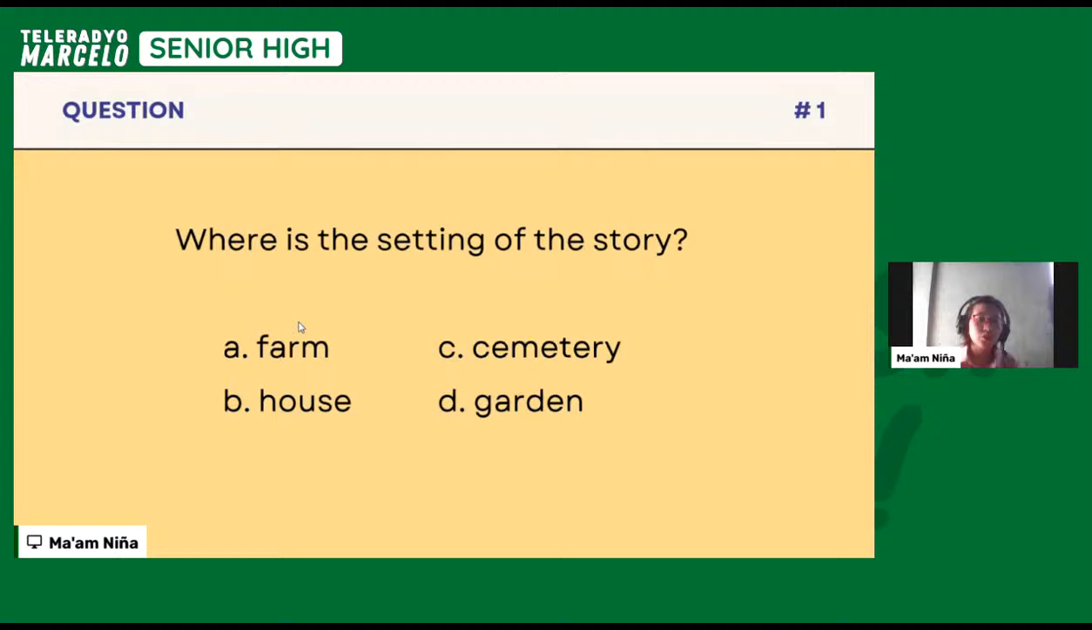So where do you think is the setting of the story? A, farm, B, house, C, cemetery, or D, garden? Okay, the correct answer is B, house. So it happened in the house of Lisa.